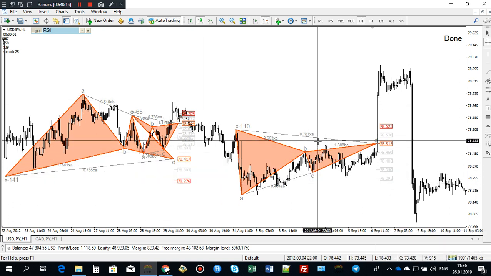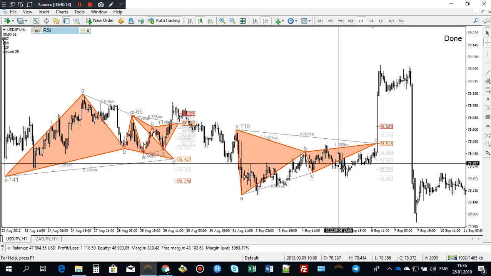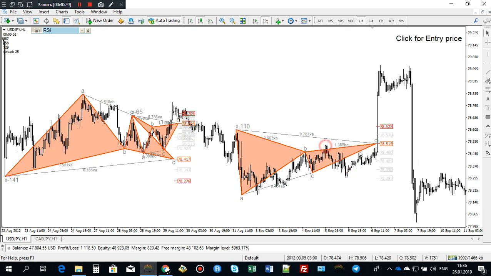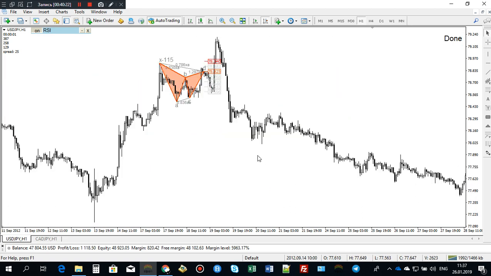This pattern completed here actually, and it won the profits. Time price win, time price win.